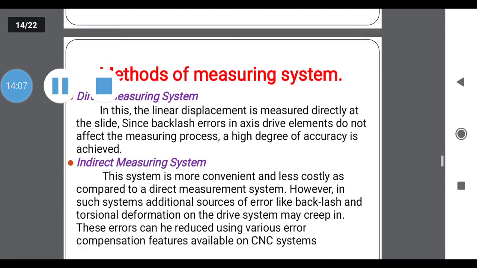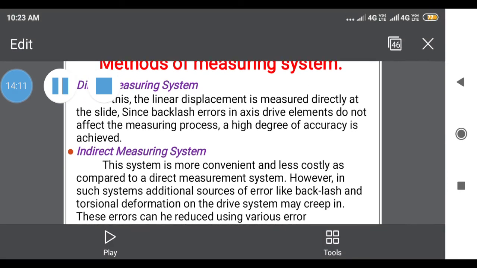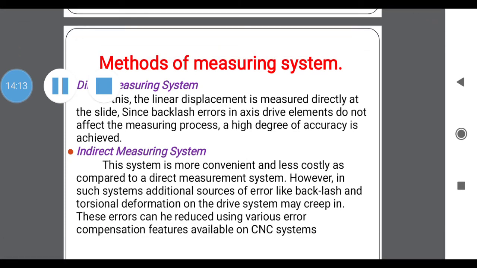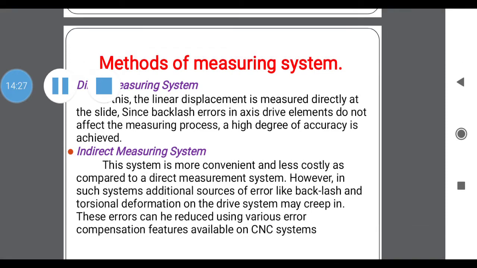Next one, methods of measuring system. Here are the different types of measuring system. One is the direct measurement system. Second one is the indirect measurement system. In a direct measurement system, the measurement takes place directly. That is, we can directly measure, and the device or axis elements do not affect the measuring positions. These have a high degree of accuracy.